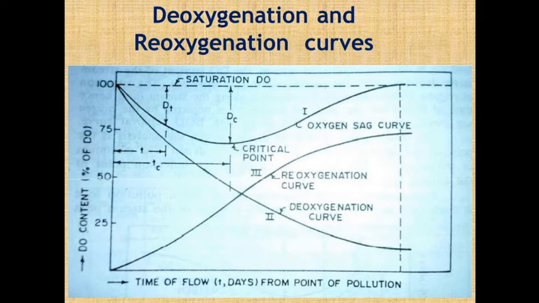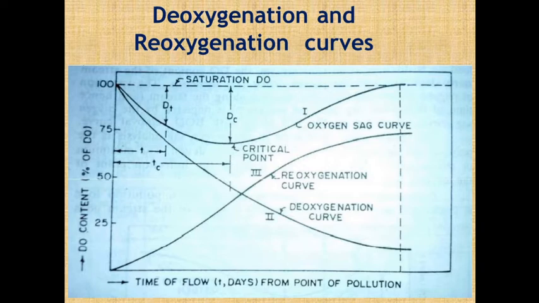Okay, so you can see the DO content, percentage of DO saturation, is 25%, 50%, 75%, and 100%. And here is time, t. So tc is the critical time where the maximum DO deficit occurs. Dc is the critical DO deficit.